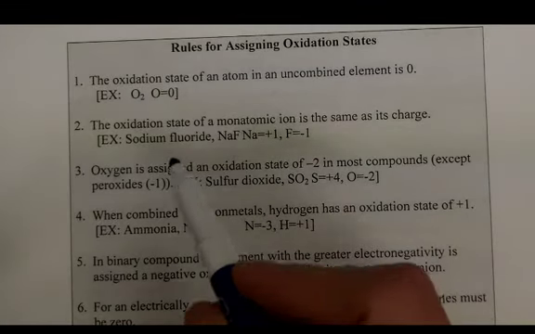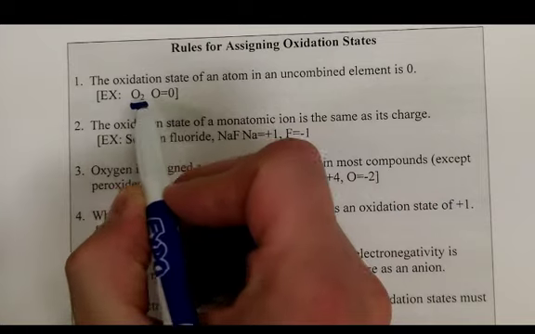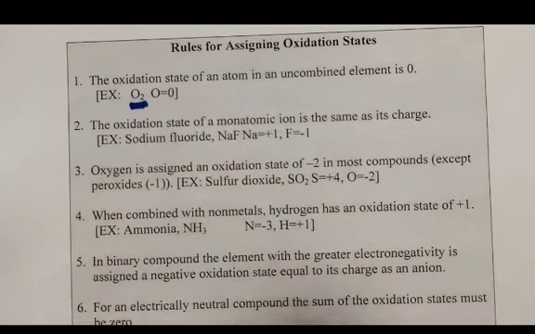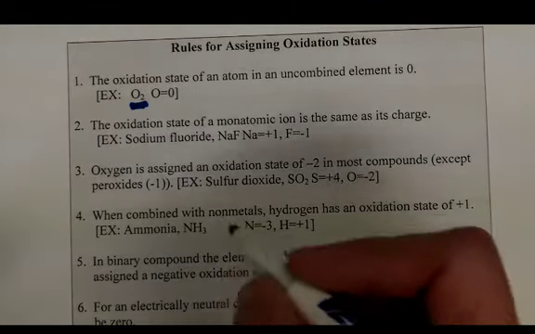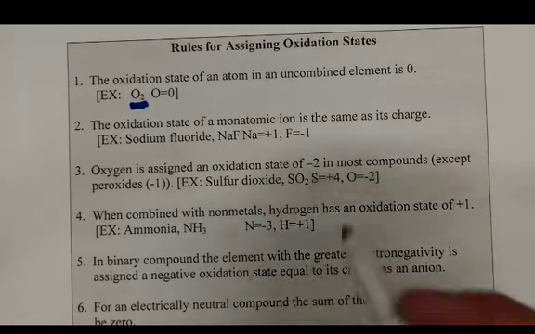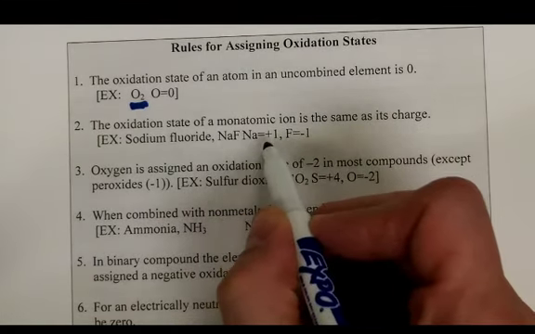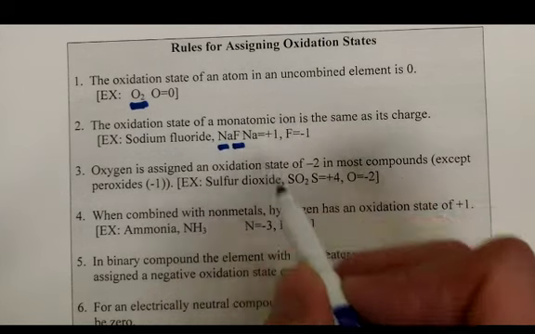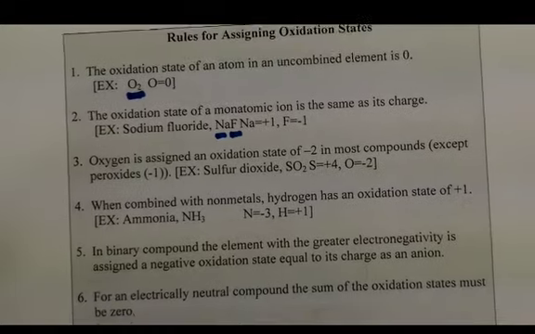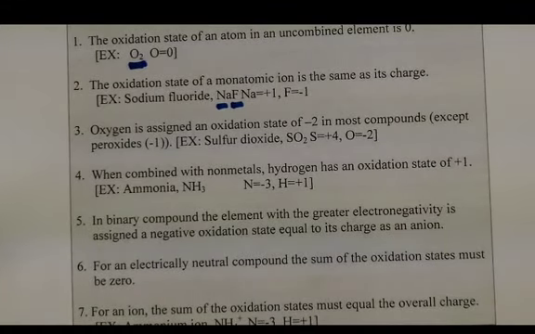If you'll remember, any element in its elemental phase, like oxygen right here, has an oxidation number of just plain 0. So solid aluminum, 0. Oxidation states of a monatomic ion are exactly that of its charge. For example, fluorine is -1, sodium will be +1, right here and right here. Oxygen is typically -2. There are times where it could be -1 when it's peroxide.